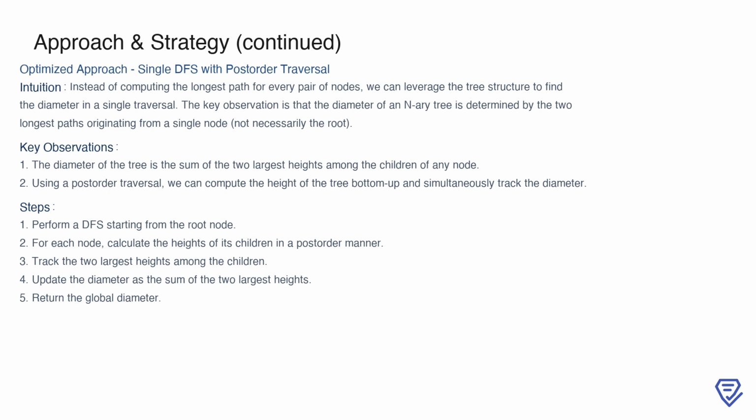During the traversal, for each node, we calculate the heights of its children, identify the two largest heights, and update the global diameter accordingly. By the end of the traversal, we return this global diameter as the result.